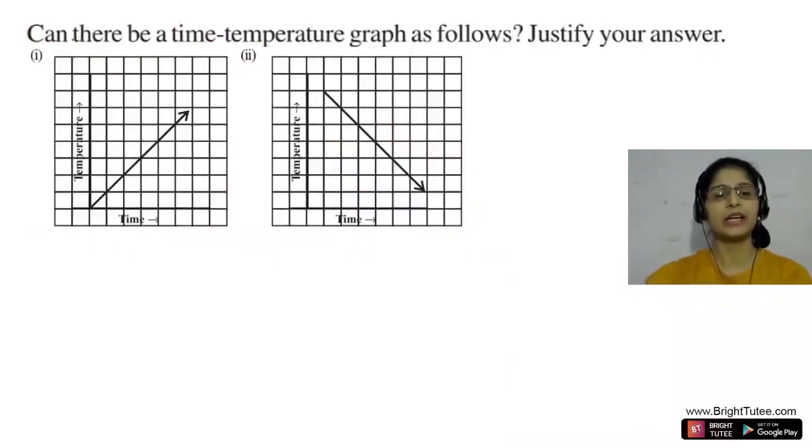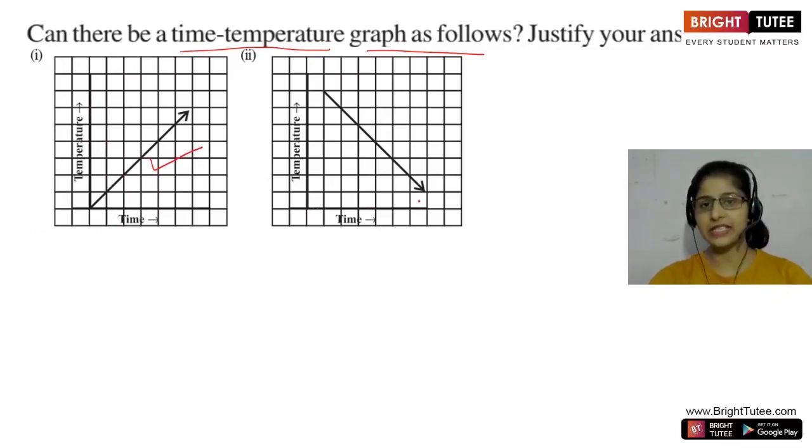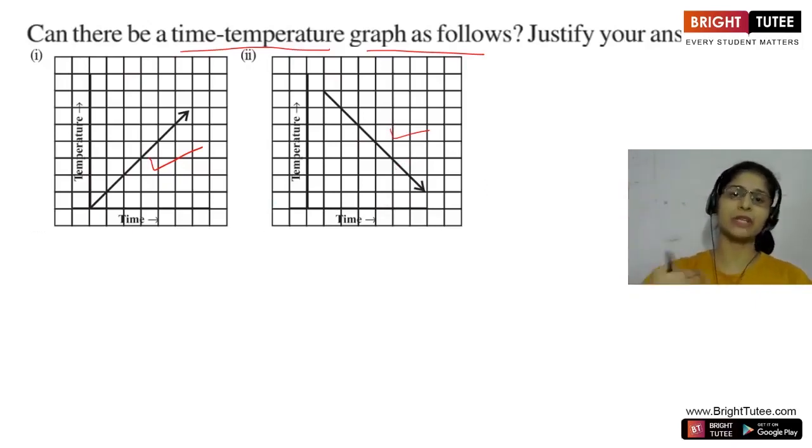Moving on to the next part, they are saying, can there be a time temperature graph as follows? So in the first graph, this is showing a time temperature graph. Yes, because as the time increases, the temperature is also increasing. Yes, it can show. The second one, when the time is increasing, the temperature is decreasing. So it also shows a time temperature graph. The third one is saying that at a constant time, the temperature is increasing. It cannot happen that at the same time the temperature keeps on increasing. It will be the same at one time.